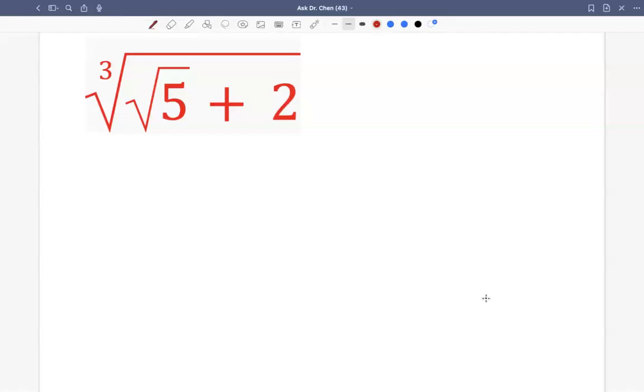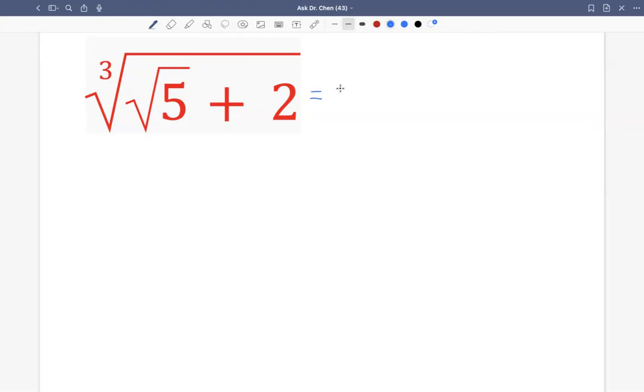We want to simplify these radical forms. We have two layers of radical sign here. I have an index 3, and we have index 2 by default. So simplify this means we are left with only one layer of radical signs. So how do we do this?